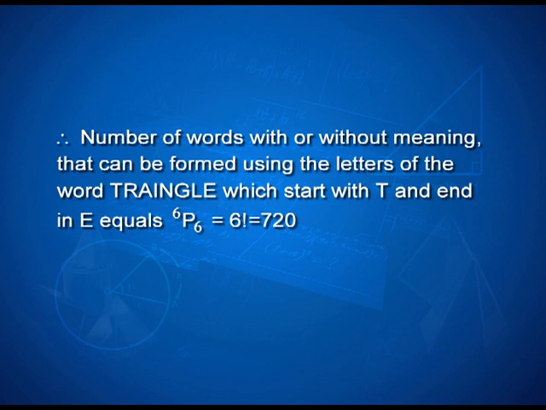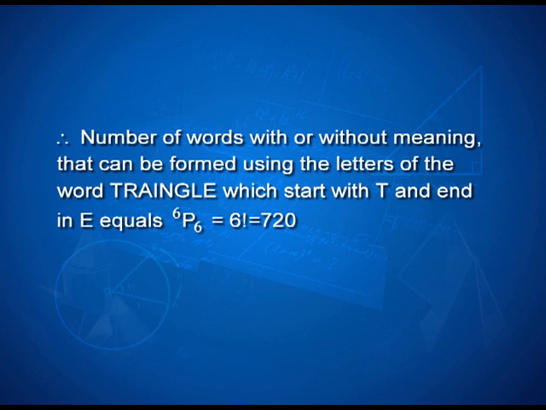Now, just let us extend this possibility. Suppose T and E can be interchanged, then how many total words can be formed? Well, yes, T and E too can be permutated in 2 factorial ways, 2P2, 2 factorial. So, the total number of words that can be formed will become 720 into 2, using the fundamental principle of counting.